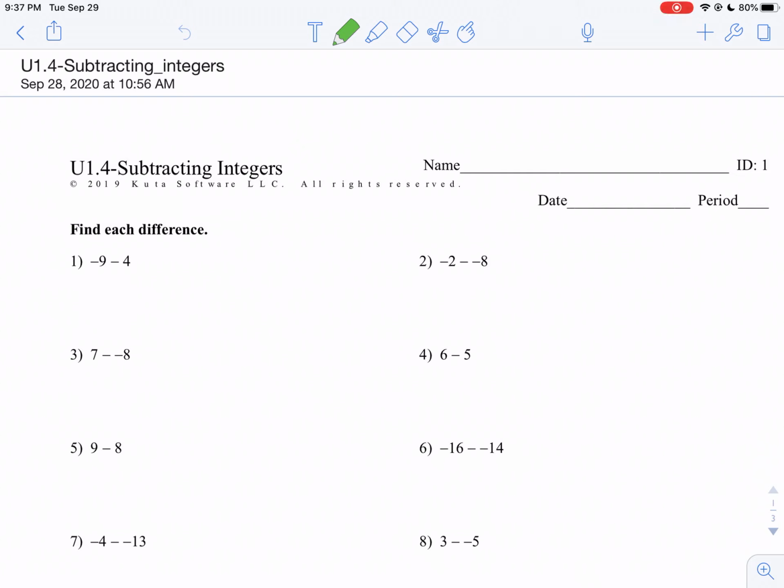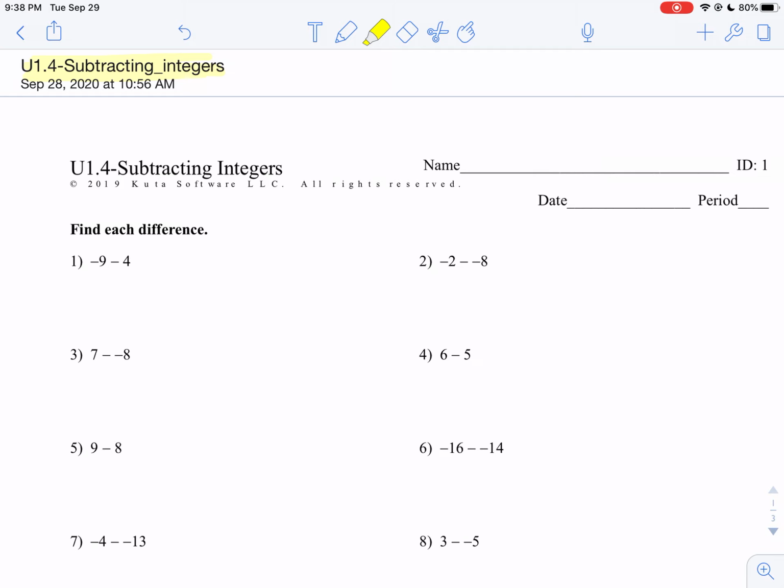Okay, class, I'm going to show you how to do 1.4, which is subtracting integers. Earlier this week I showed you how to add integers. This is very much like adding integers. Every subtraction problem you can rewrite as an addition problem. If you just understand that much, doing these problems will be much easier. Also, a negative number times a negative number is a positive number. So, two things to keep in mind.